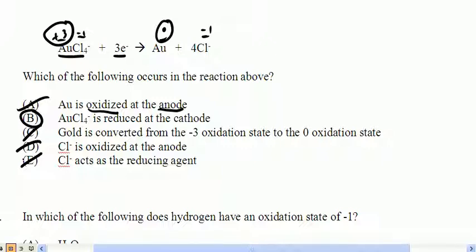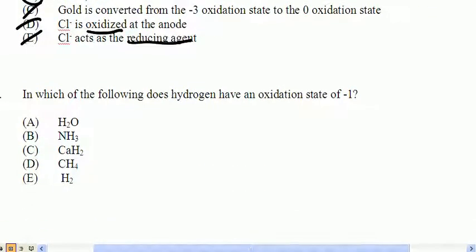Also, D and E are repetitive statements. The thing that's oxidized is also the reducing agent. So you could not have both of those as choices.